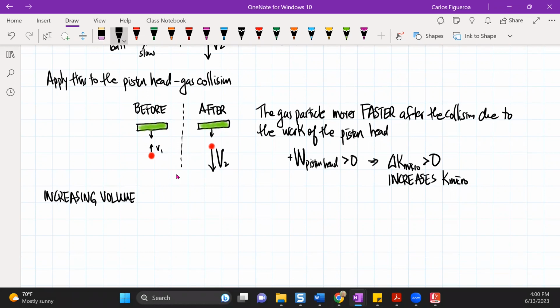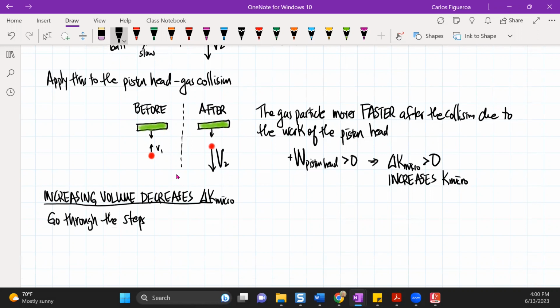In other words, in expansion, increasing volume decreases K micro. So again, we want to go through the steps. So let's start here.